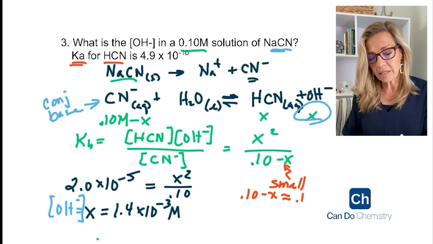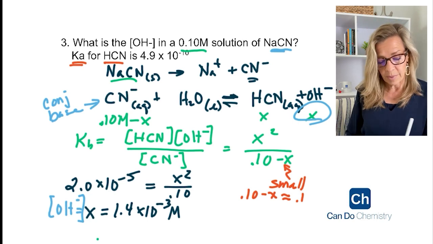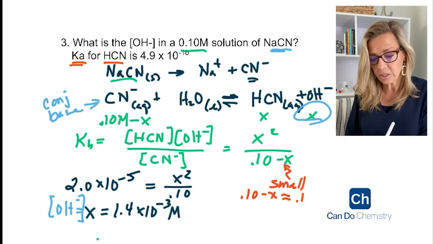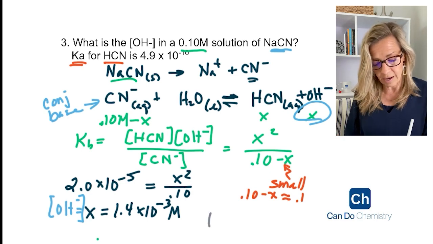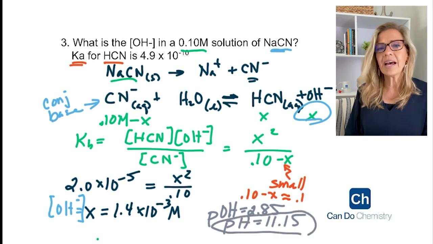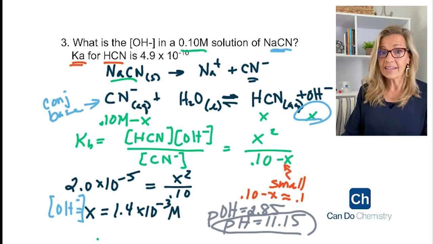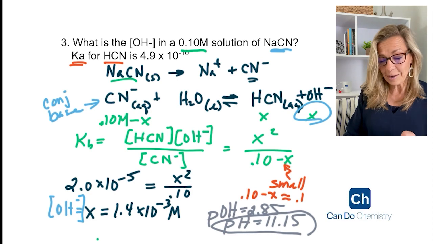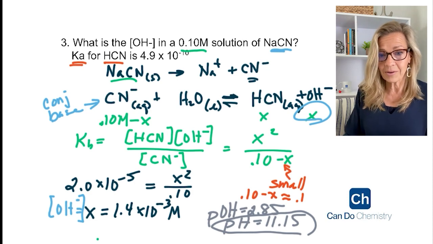And I just want to show you this. This is not really part of the problem, but if you take the negative log of this, of course, you get the pOH. And the pOH of this would be 2.85. And then the pH, which is more interesting, the pH is going to be 11.15. And you say, wow, that's pretty high, isn't it? Yeah, it is. Where did it all come from? That is a result of the salt creating all those hydroxides in solution.